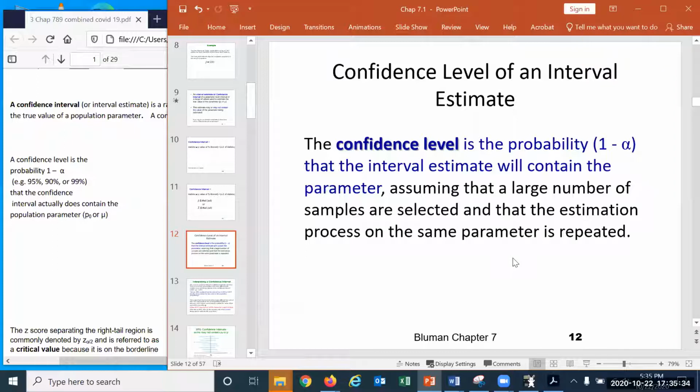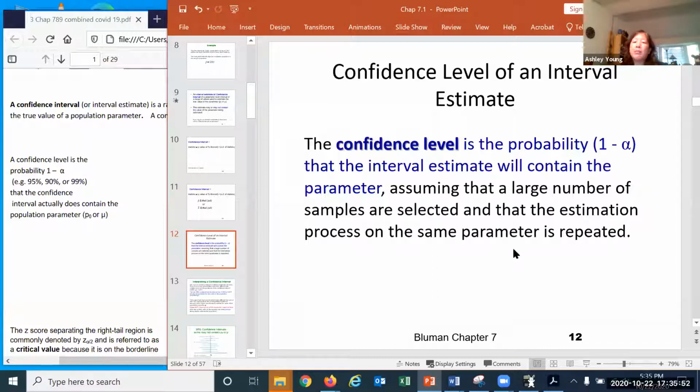The confidence level is the probability 1 minus alpha that the interval estimate will contain the parameter, assuming that a large number of samples are selected and that the estimation process on the same parameter is repeated. Right.